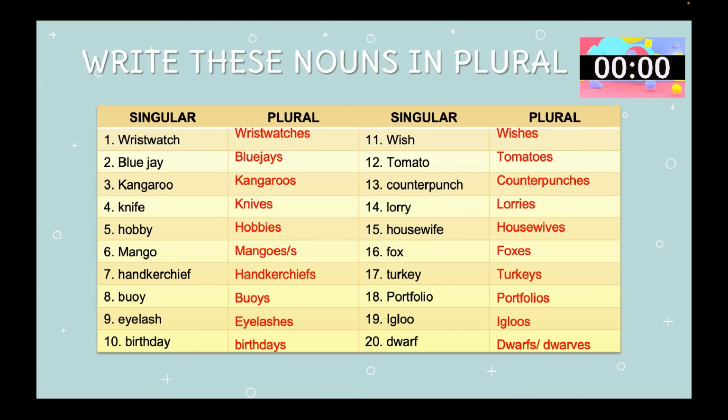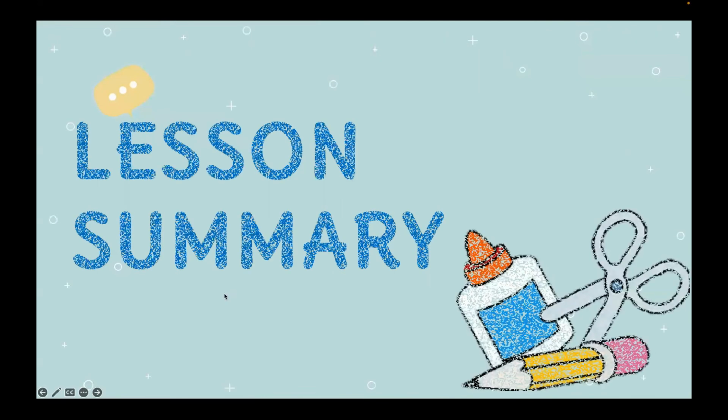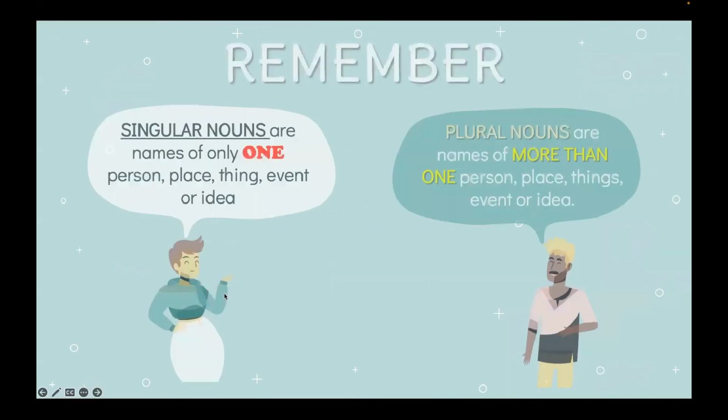Were you able to get all 20 items correctly? If yes, then this is an excellent work. So remember, class, in our lesson, we have discussed what singular and plural nouns are. Remember, the singular noun names only one person, place, thing, animal, event, or idea, but plural nouns, on the other hand, name more than one noun.